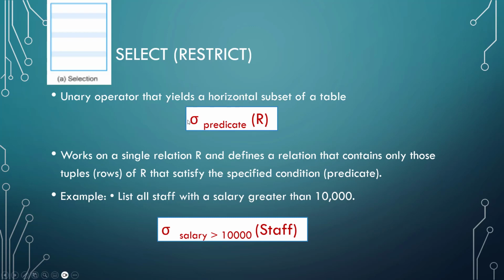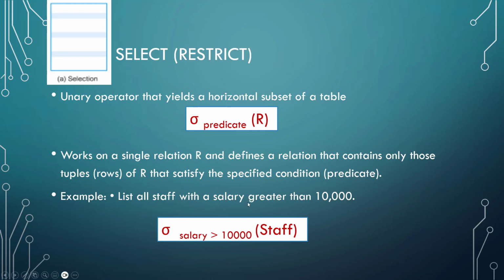And in relational algebra, we're going to use the sigma, and then we're going to do a predicate. Now, a predicate is usually a relational operation using, let's say, greater than, less than. It has to be something that ends up being true or false. And then in parentheses, and this is my rel var, are here. So it works on a single relation, so it's a unary operator. And it defines a relation that contains only those tuples or rows of R that satisfy your condition. So where the condition is true.